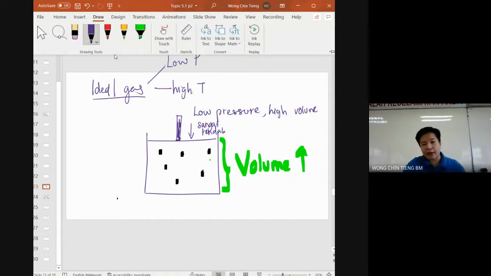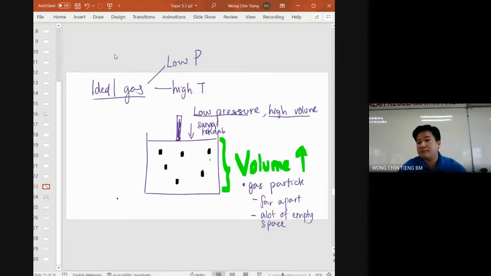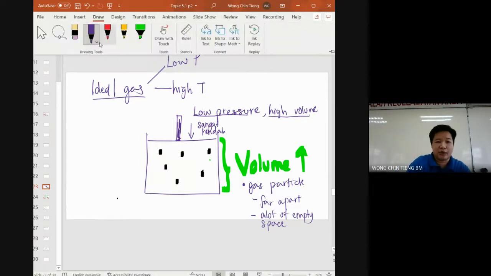Dan bila low pressure, you have a high volume, which means the gas particles, semua adalah cerita pasal gas particle, will be far apart. Diorang akan duduk jauh. Betul? Bila diorang duduk jauh, antara diorang, jarak diorang will have a lot of empty spaces. Agree? Diorang akan ada banyak tempat kosong. Okay? Setuju yang tu? Simpan dulu.